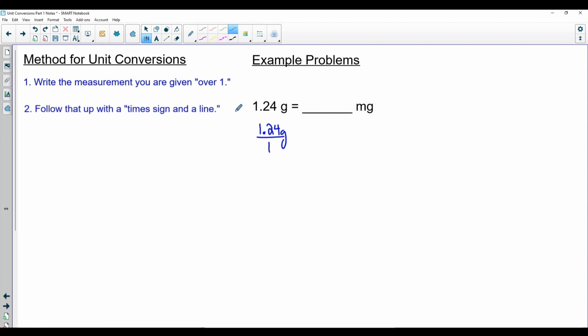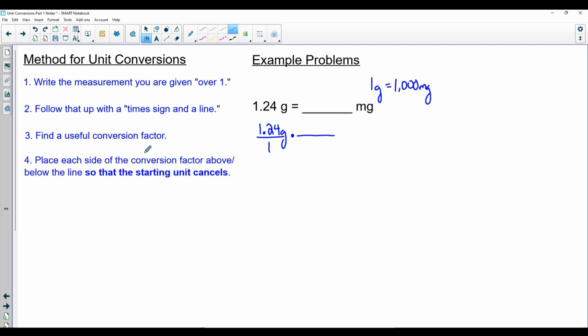Now the next step is to follow that up with a times sign and a line. And I usually use the dot for the times sign because it reduces confusion over whether it's an X or a multiply sign. Now, third step is to find a useful conversion factor. Like we know that 1 gram is going to be equal to 1,000 milligrams. And that was based on the information in the previous slide.